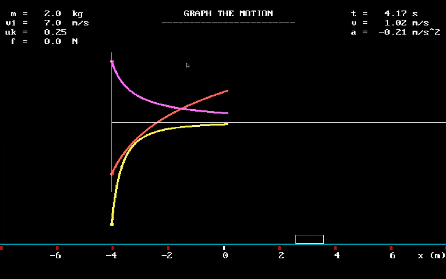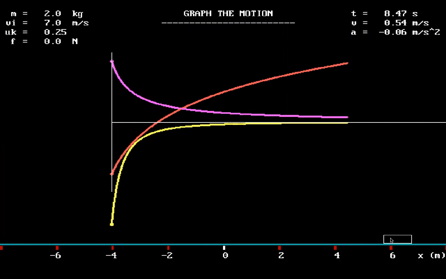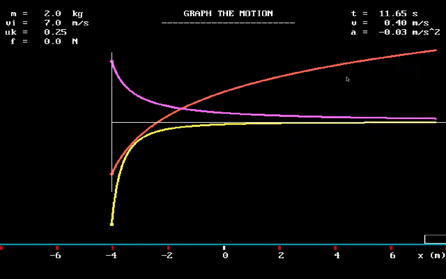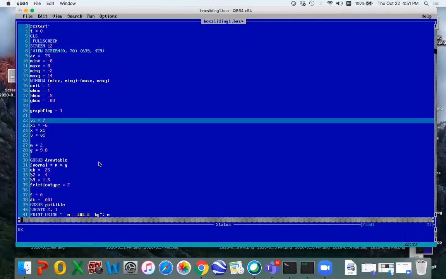Now look at that. Look at the position graph. It doesn't look like it's going to quite level off. It's leveling off, but at an ever slower rate. The object's going to go right off the screen. This matches the calculus.